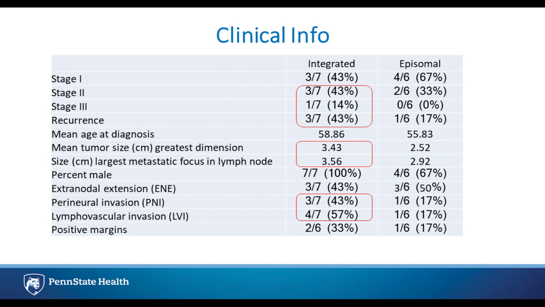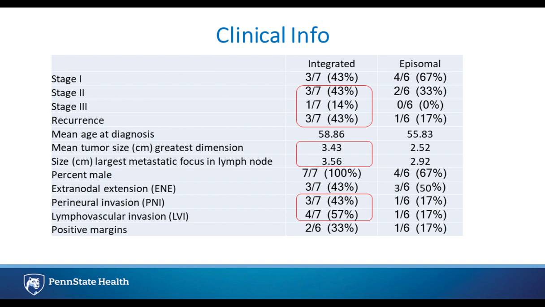If you look at the clinical info between these groups, we can take note of a number of differences. So the integrated HPV cancers tend to be a bit more advanced in stage and are associated with more disease recurrence as well. The mean tumor size is quite a bit bigger in these integrated forms, 3.4 centimeters squared to 2.5 for episomal, as well as larger metastatic focus in the lymph node.